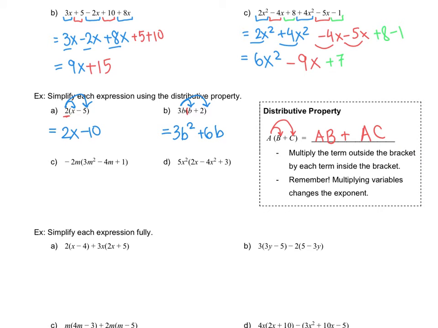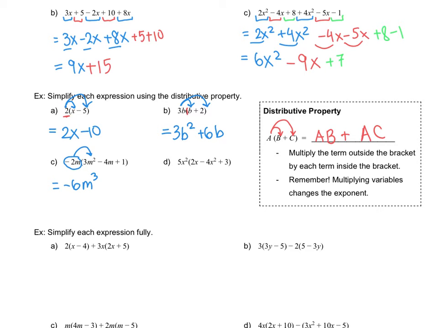Let's try another. Now with this one, you have to be very careful because our monomial is negative. So I do have negative 2m that I'm multiplying in. So I do have to think about that negative and be very careful with it. So I'm going to do negative 2m times 3m squared. So let's break it down. Negative 2 times 3 is negative 6. And then m times m squared. I have 1m in the first term, 2m's in the other. That's 3 in total. So negative 6m cubed.